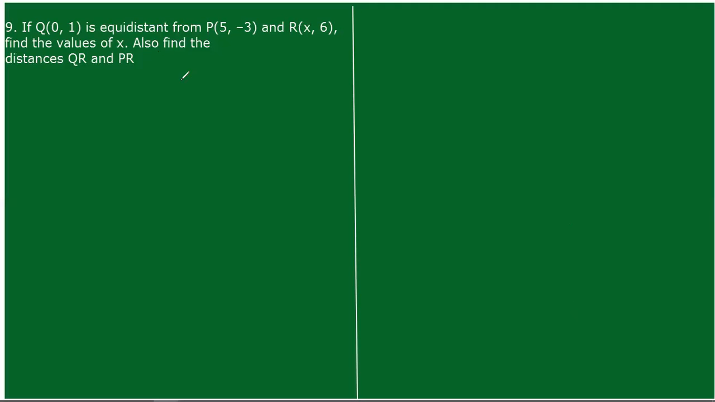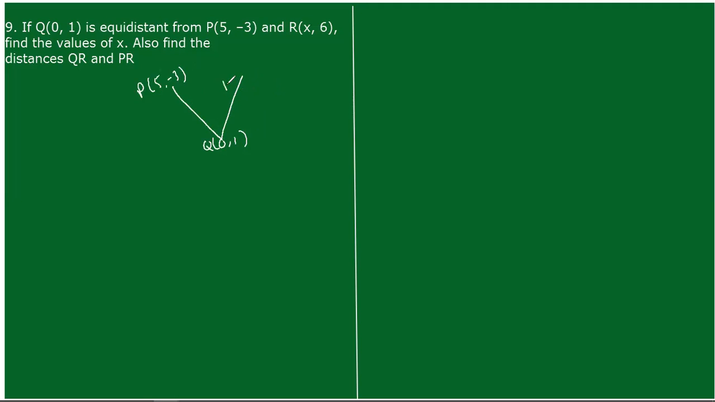Okay, we can write Q is (0, 1). So let's take somewhere Q point. Yeah, Q is (0, 1), equidistant from P and R. So we can take P as (5, -3). Just roughly I'm taking, not as per the exact coordinate system.